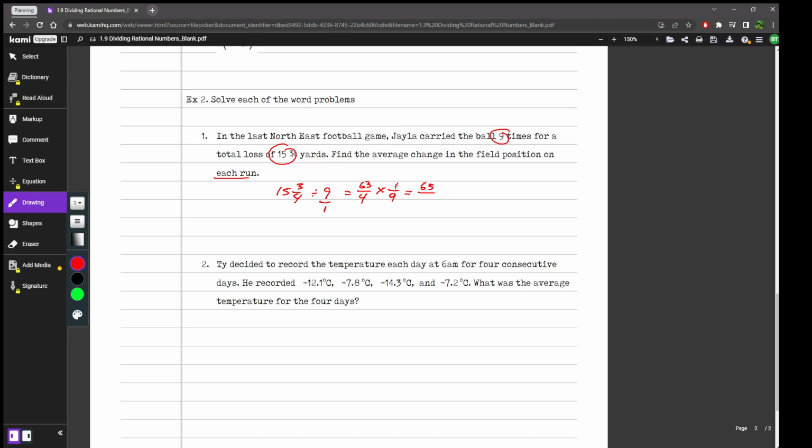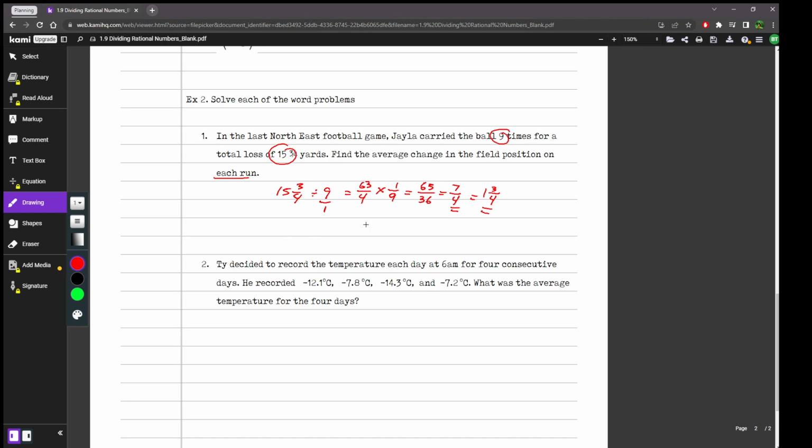We end up with 63, and then 4 times 9 is 36. Well, these are both divisible by 9. 63 would be 7, 36 would be 4, and we end up with 7/4. But when we're talking about a problem like this, you wouldn't want to say Jayla lost 7/4 of a yard each run. It doesn't make much sense. So we want to put the whole number back, as a proper fraction. So 4 goes into 7 one time, and our remainder is 3/4.